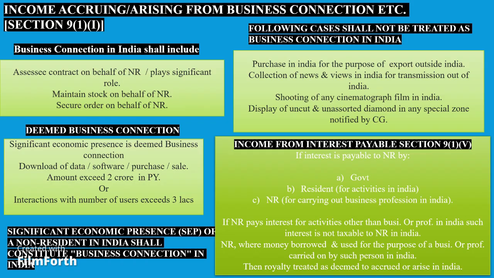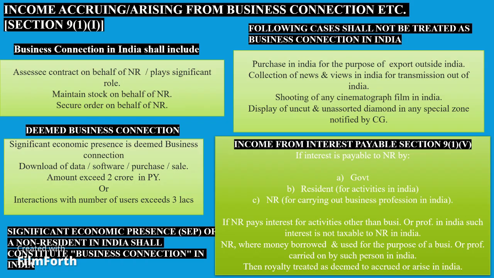Keep in mind that where a business is carried on in India through a person referred to above, only so much of income as is attributable to the operations carried out in India shall be deemed to accrue or arise in India. The following cases shall not be treated as business connection in India. 1. No income shall be deemed to accrue or arise in India to a NR, through or from operations which are confined, limited, to the purchase of goods in India for the purpose of export.